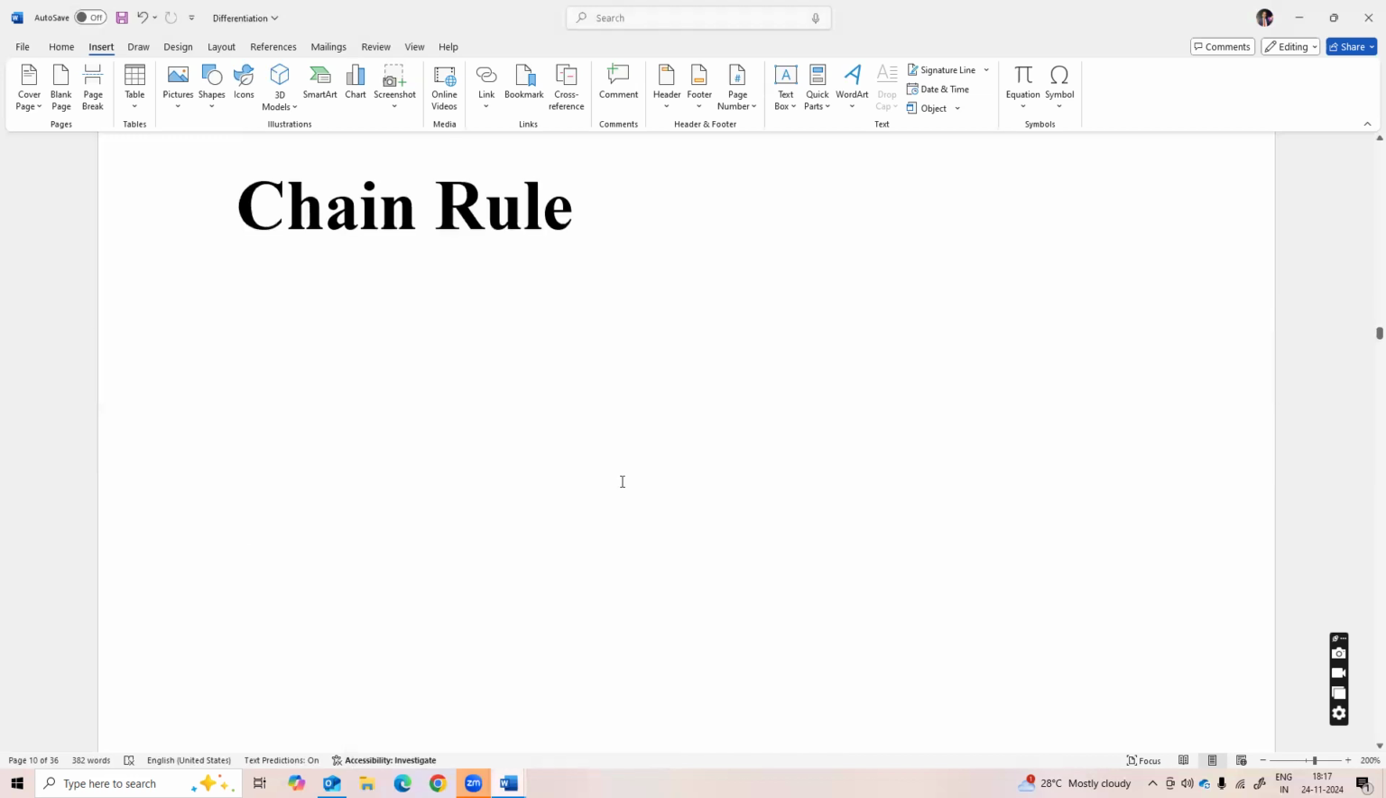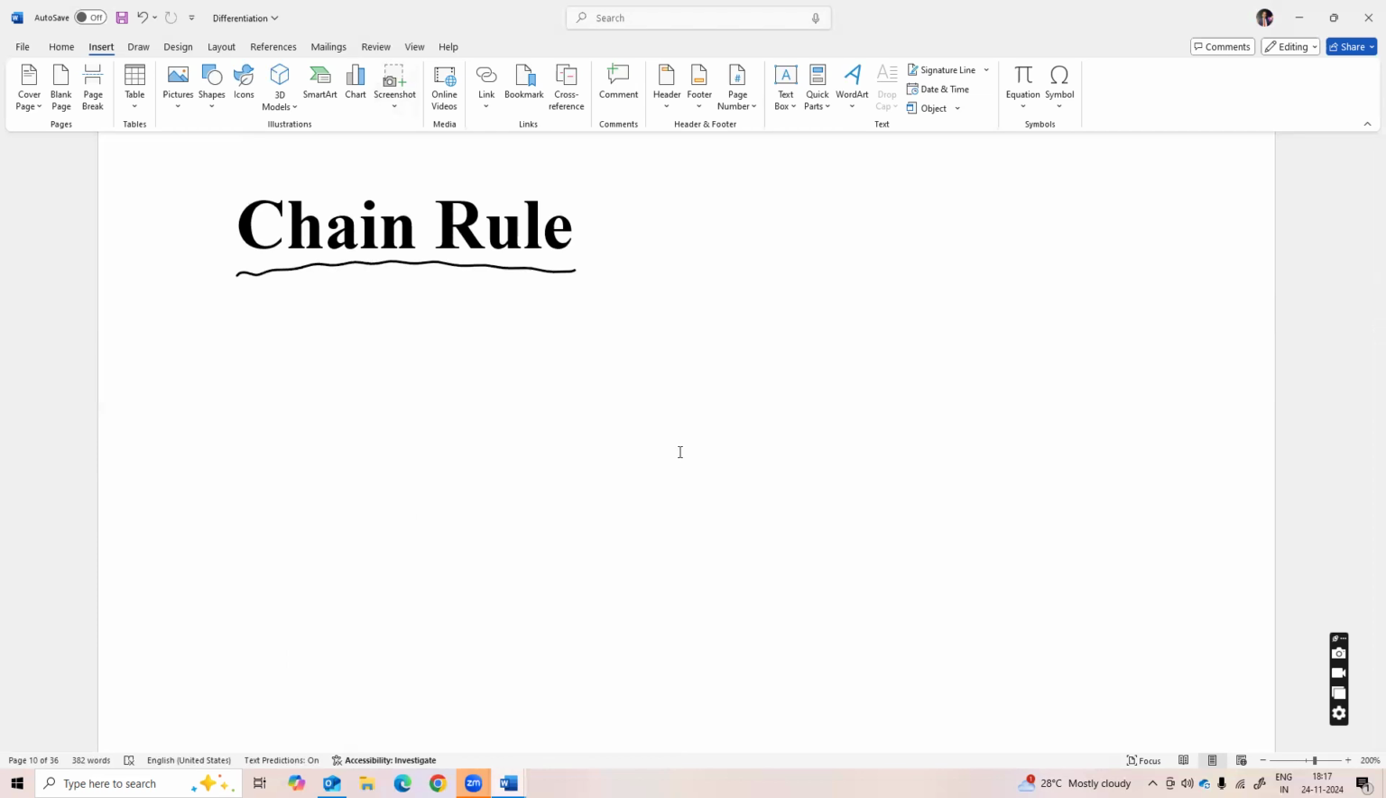Okay. So we'll start with the chain rule. Let's see what the chain rule is. If you have a function y equal to, let's say, sine x square. Since we are taking the derivative with respect to x, when we see y dash, it is the derivative with respect to x.